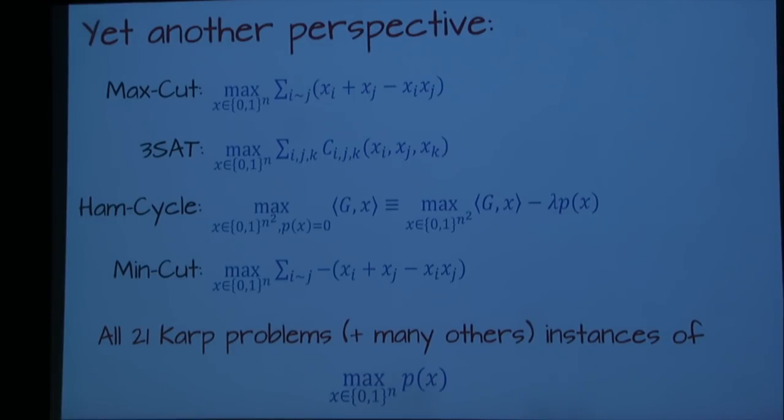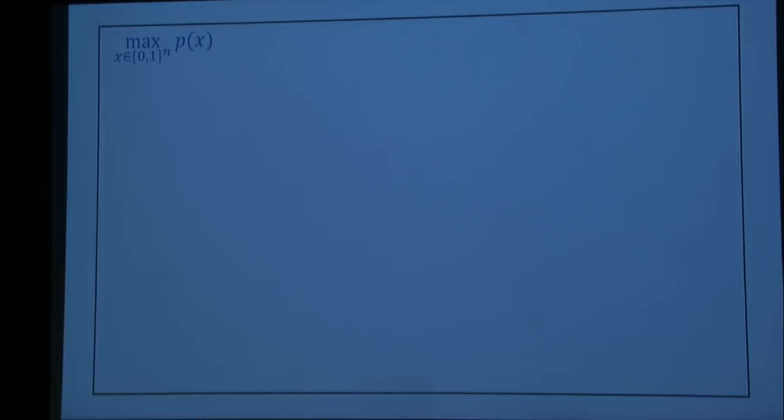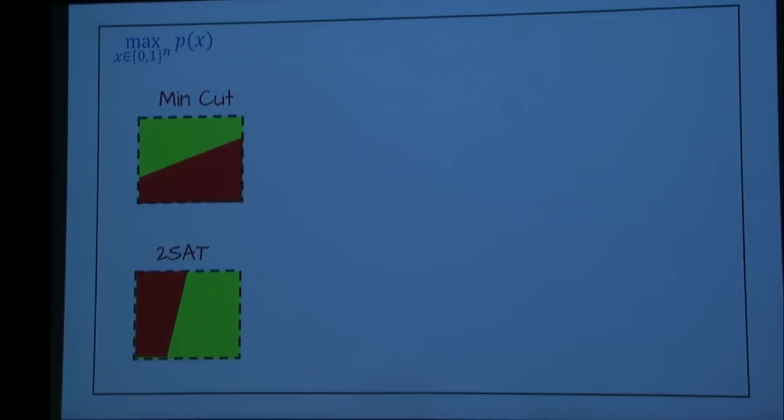So in some sense, we have already been doing instance-based complexity. You can think that you have this meta problem of maximizing a polynomial over the cube, and then you have some classes of instances. So min cut is a nice class of instances where it's partitioned nicely, and 2-SAT is a nice class of instances as well. The instance is a polynomial. The instance is a class of polynomials, like the min-cut polynomials are polynomials that are induced by a graph.